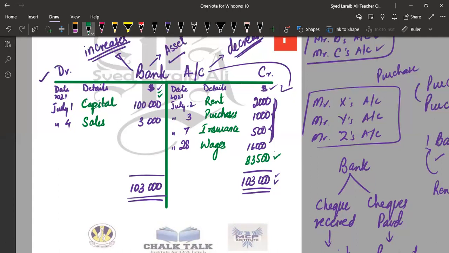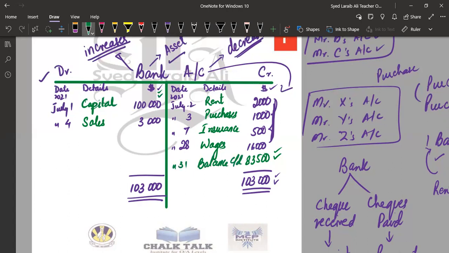What is this amount basically? Beta, this is basically the closing balance according to accounting transaction. We call it closing balance. What does closing balance mean? Beta, the closing balance means this is the balance which is left at the end of the month and it has to be carried forward or carried down to the next month. I repeat, this is the amount which is left for this month and this amount has to be carried forward to the next month. So this is basically known as balance CD.